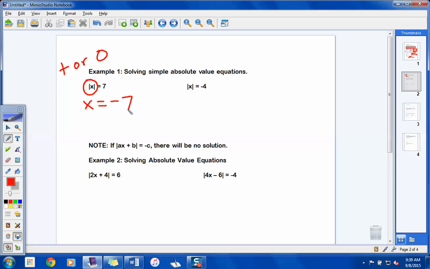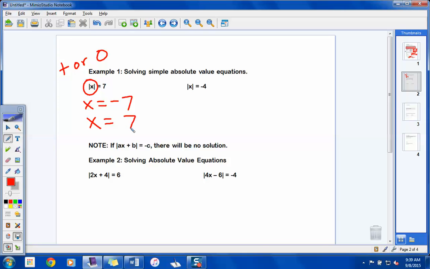Say that one more time, Jacob. 0. Okay, if I throw 0 in, what's the absolute value of 0 going to be, Jacob? 0. So is 0 going to equal 7? I want a number I can plug in for x so that when I take the absolute value of that number, it's equal to 7 in the end. One suggestion is negative 7. Can you think of a different one? Positive 7.